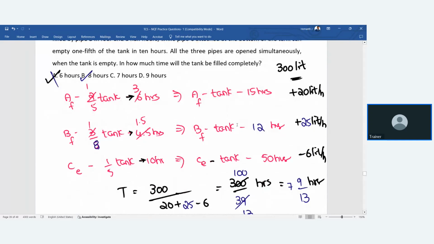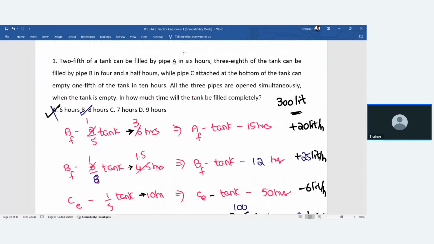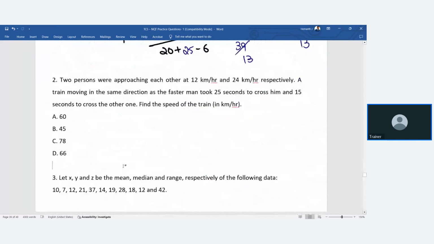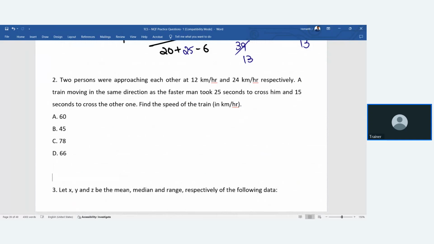And we took the LCM for 15, 12 and 50, which we got as 300. So, okay, that's the tank capacity we assume. Next question, this is regarding two persons approaching each other at 12 kilometer per hour and 24 kilometer per hour respectively in the same direction, as the faster man takes 25 seconds to cross him and 15 seconds to cross the other one. This is a good question, listen, why?